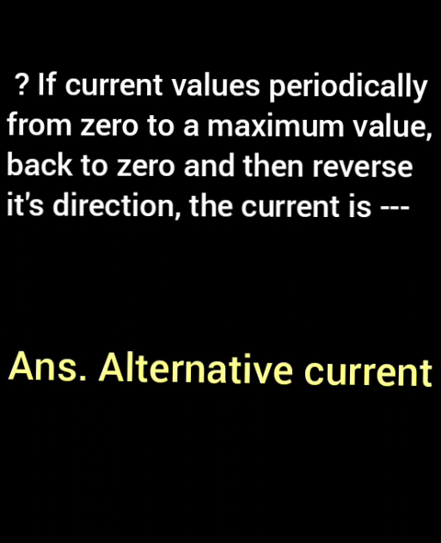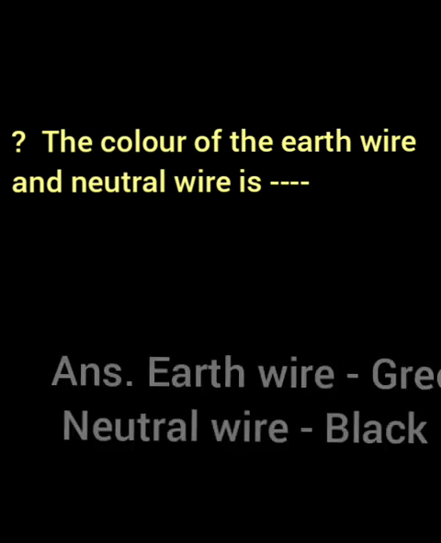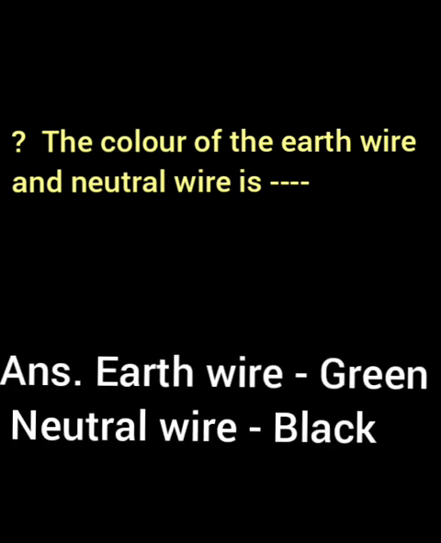Now I want to tell you one more question. The color of the earth wire and neutral wire is: green and black, that will be the correct option. Earth wire will be green and neutral will be black. Hope you can understand this question and answer and can select the most appropriate answer very easily during exam time without wasting time.